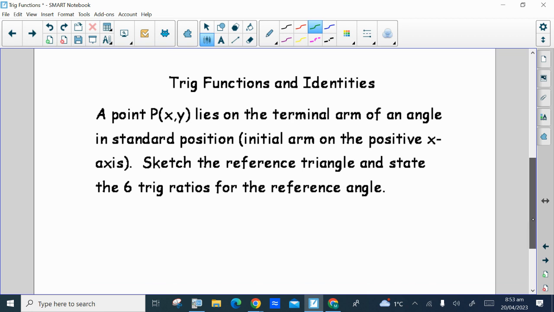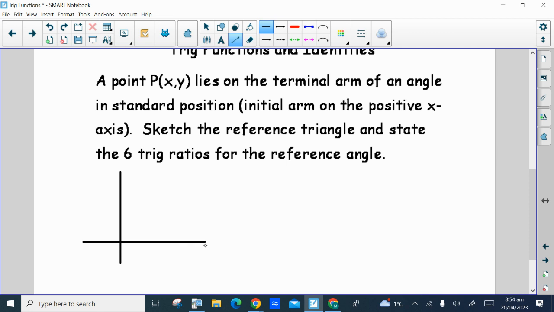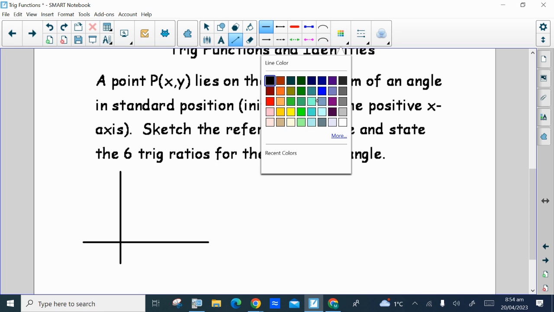So we're not told where our terminal arm lies, so let's draw this one in the first quadrant, and then we'll look at examples where the quadrant changes. But for now, let's use the first quadrant.